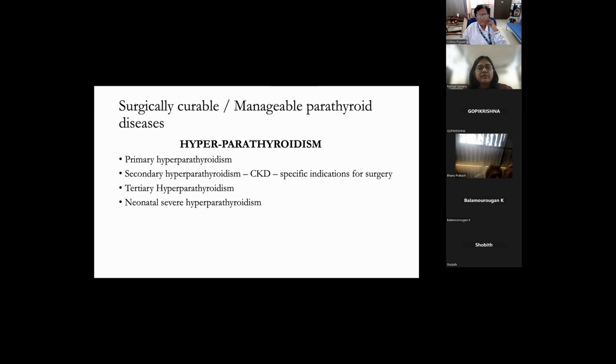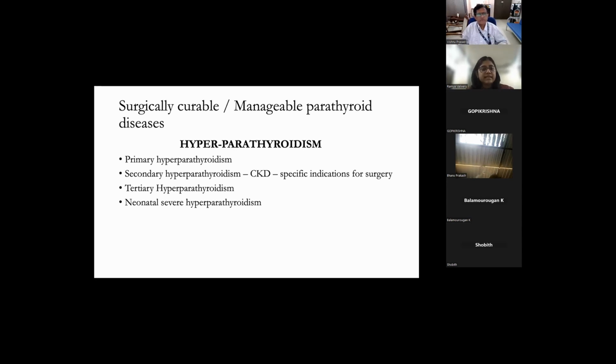But surgically treatable conditions of parathyroids are mostly hyperfunctional conditions. The most common of them is primary hyperparathyroidism, where the parathyroid gland is secreting more PTH, thereby causing hypercalcemia. The other conditions are secondary hyperparathyroidism due to chronic kidney disease. But there are specific indications for surgery in this condition, which I'll be briefly touching upon in the later part of my slides.